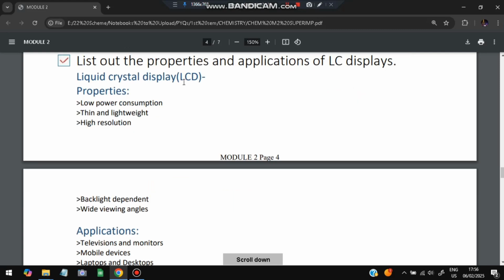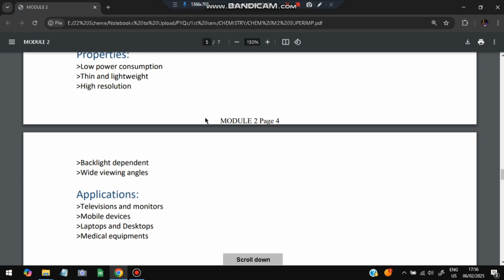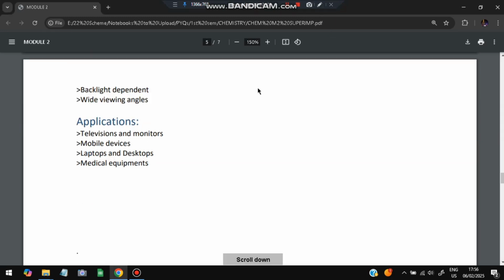Moving on, we have the last super important question: list out the properties and applications of LCD displays. Liquid crystal display properties are low power consumption, thin and lightweight, and high resolution. It depends on the backlight and has wide viewing angles. The applications include televisions and monitors, mobile devices, laptops and desktops, and medical equipment. This is all from Module 2 of Chemistry, and don't miss any of these questions.